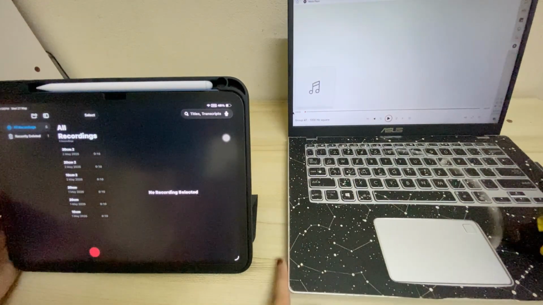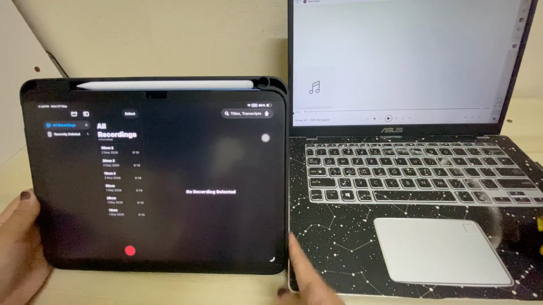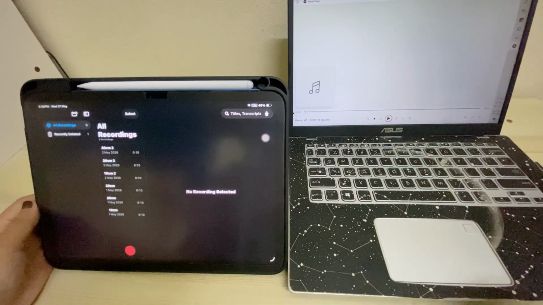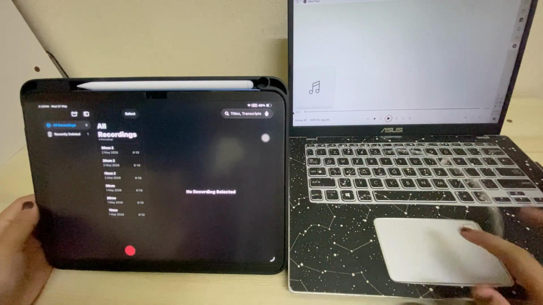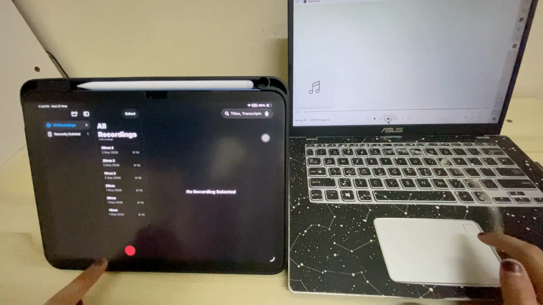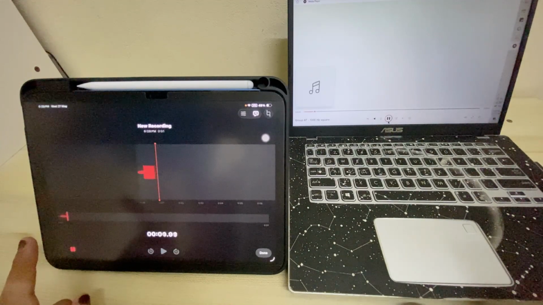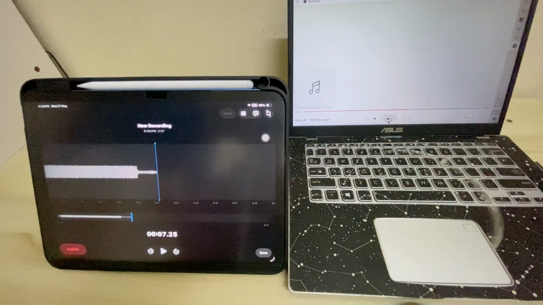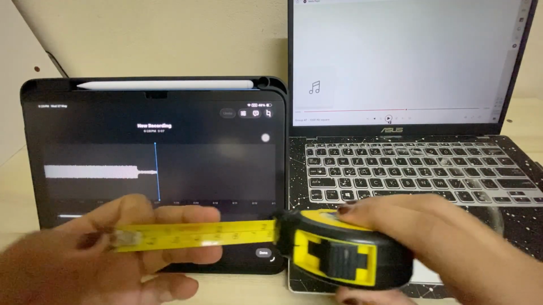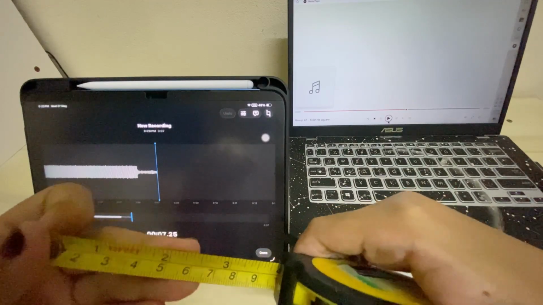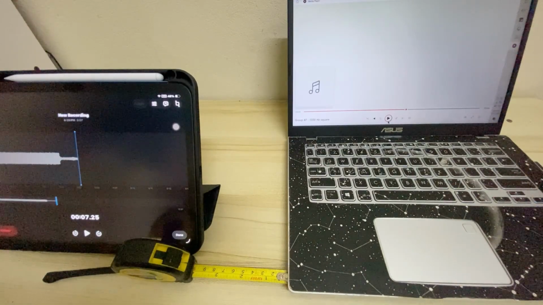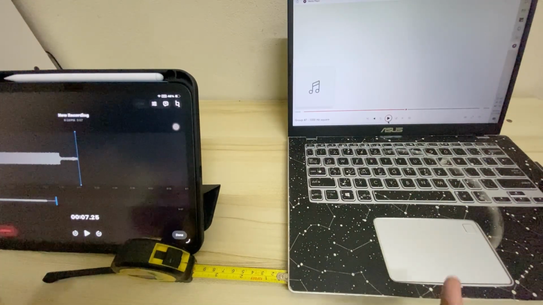For my first test, I placed the iPad directly touching the laptop speaker. So this is the laptop speaker, at 0 cm. I will play the sound and record it. Next, I use a ruler to move the iPad. After that, I will repeat the steps with 20 cm and 30 cm.